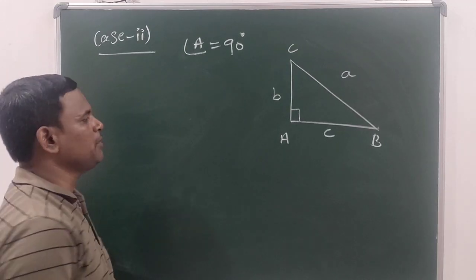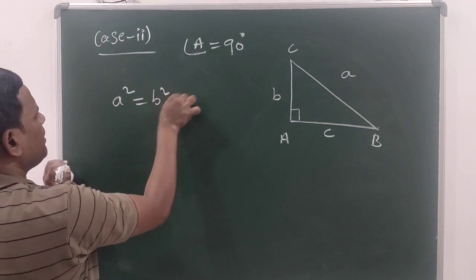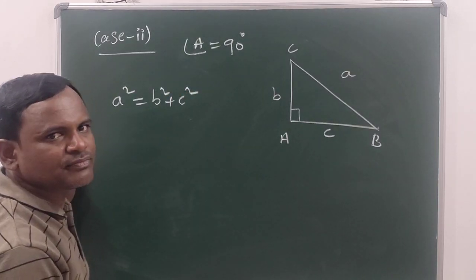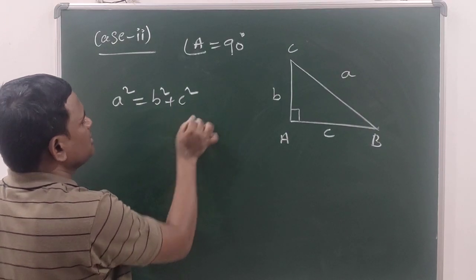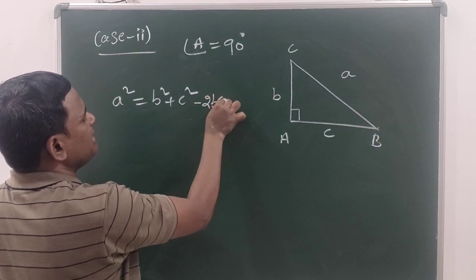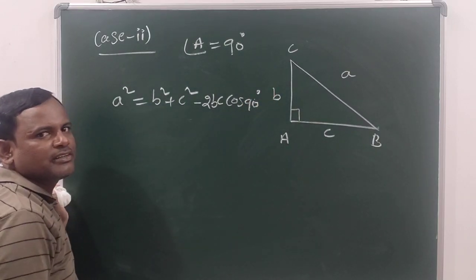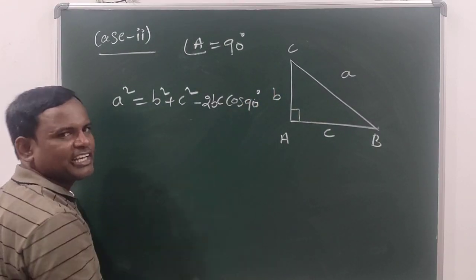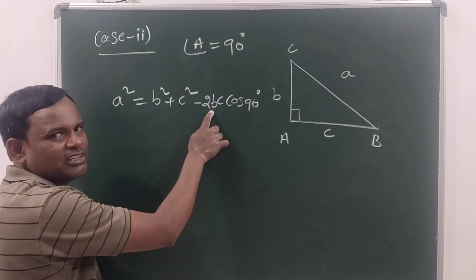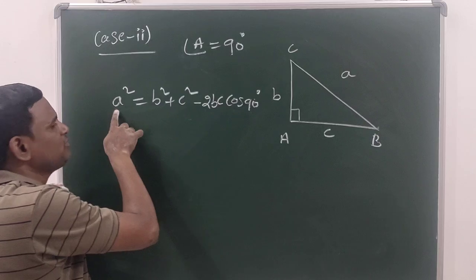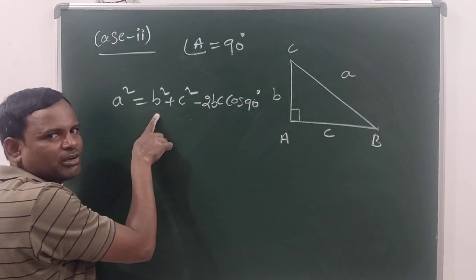Okay students, now apply the Pythagoras theorem so that you will get a square is equal to b square plus c square. Right? So here, shall I write minus 2bc into cos 90 degrees? Yes, you can write it, because cos 90 degrees is equal to 0. So 0 into something is 0. So by this diagram, we get a square is equal to b square plus c square.